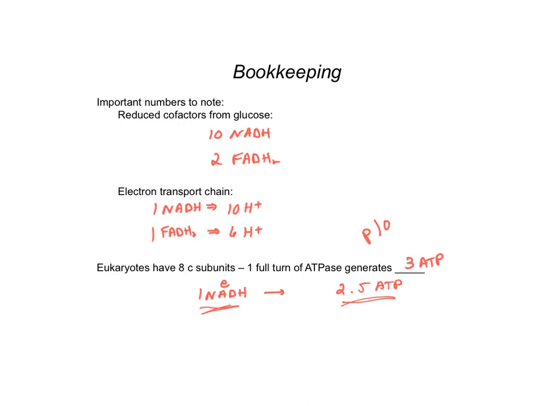Okay, so with that in mind, if 1 NADH gives us 2.5, how much do you think 1 FADH2 is going to give us? Because it doesn't give us the full 10 protons. It gives us 2/3 of that. So 2/3 of about 2.5, that's where we get the 1.5 ATP from.